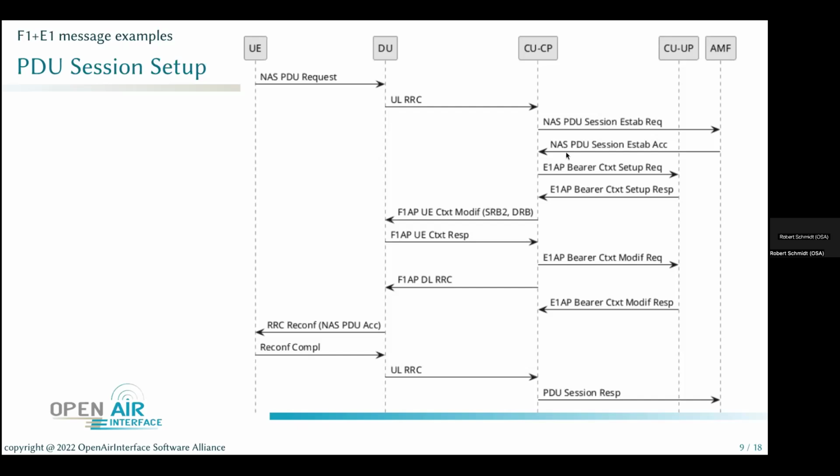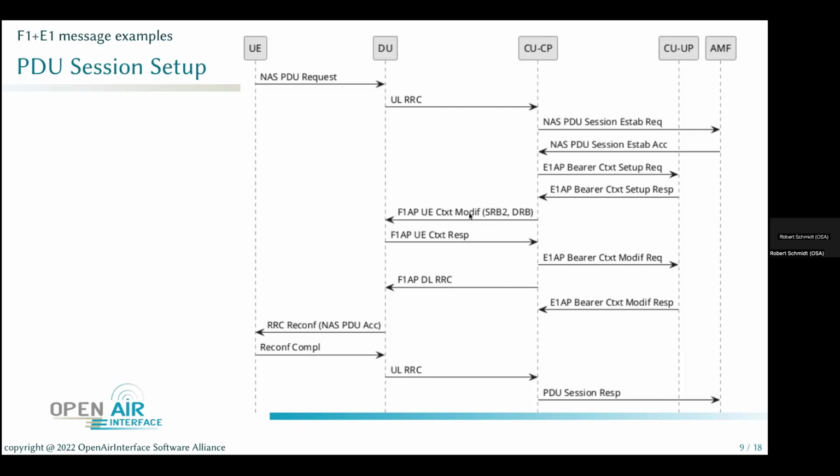And now actually, let's say, the real work from the F1 and E1 exchange starts to happen. So what happens typically in the beginning is the CUCP first will set up a bearer context in the CUUP. So basically the CUCP tells the CUUP, create a new PDU session. And of course the CUUP will do this and it will answer with, okay, I did this. And it goes back to the CUCP. So now the CUCP knows that this has been done. And it will then set up a UE context.